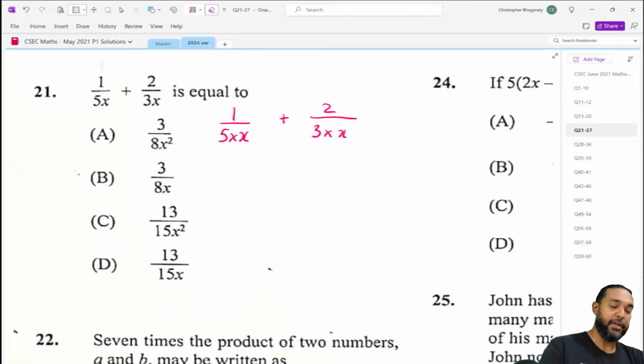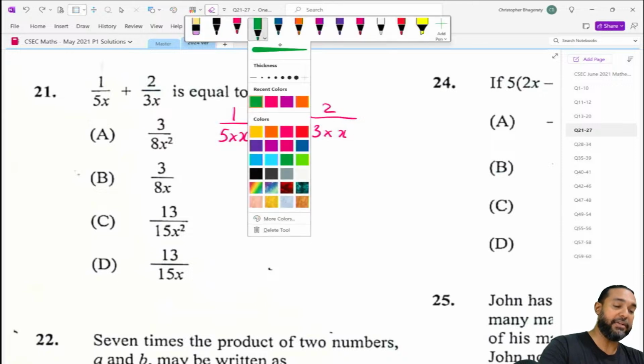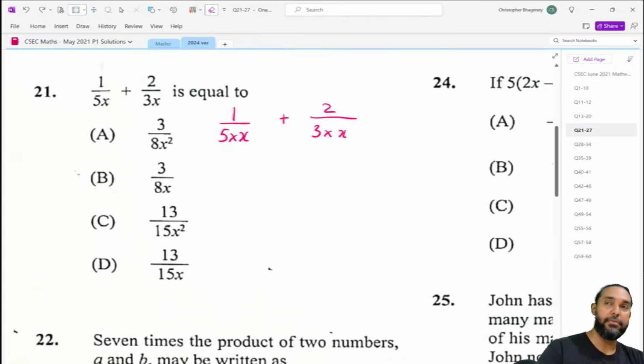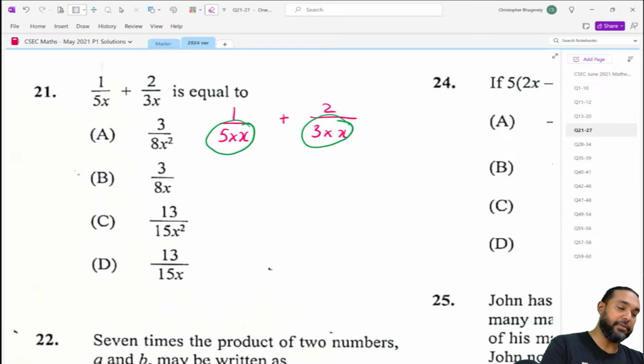Okay, so basically, if you look at this and you look at that, do they have anything in common? The x. And what is not common? The 5 and the 3. So what you have to do to get the LCM is multiply by whatever is missing from that denominator that's in the other. So what is missing from here that is here? The 3. So you multiply by 3. And what is missing from here that is here? The 5. So you multiply by 5. Now, we're not done because whatever you multiply the denominator by, you have to multiply the numerator by the same thing. And same thing across here.